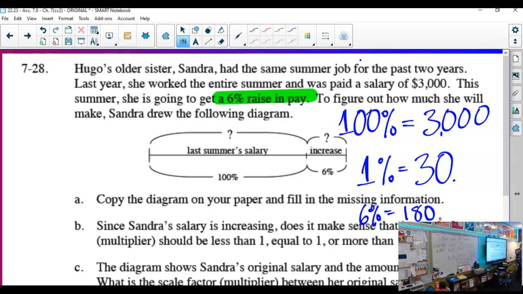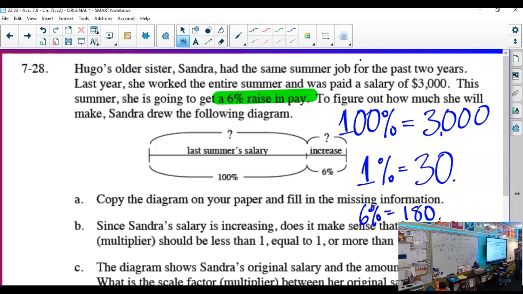Adele? I had a question about the multiplier. Okay, go ahead. Would that be the same as the scale factor? Yeah, so what we're multiplying by here, we are scaling quantities now. Instead of scaling shapes, we're literally scaling dollars.